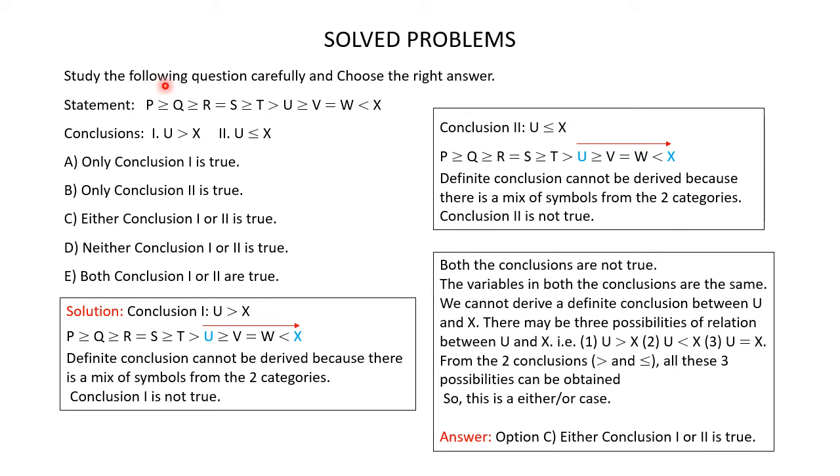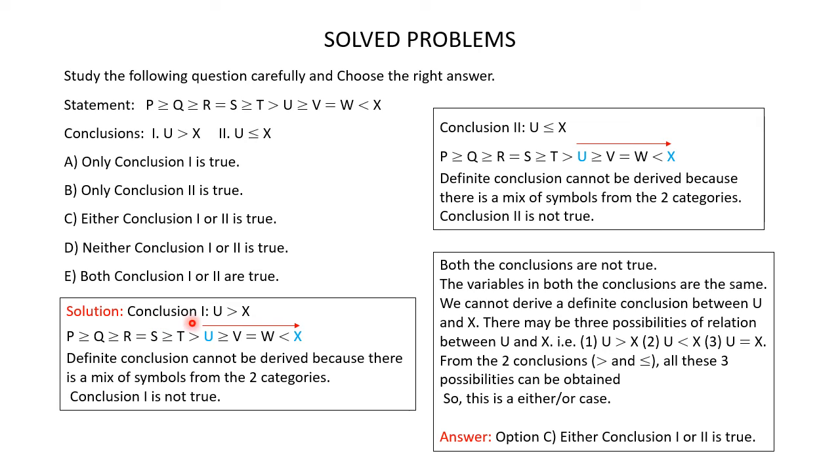Study the following question carefully and choose the right answer. The given statement is P is greater than or equal to Q, is greater than or equal to R, is equal to S, is greater than or equal to T, is greater than U, is greater than or equal to V, is equal to W, is less than X. The given conclusions are conclusion 1, U is greater than X, conclusion 2, U is less than or equal to X. You are given 5 options here and you have to find out which of these options is the correct one. So let's solve this problem by considering each of the conclusions separately.